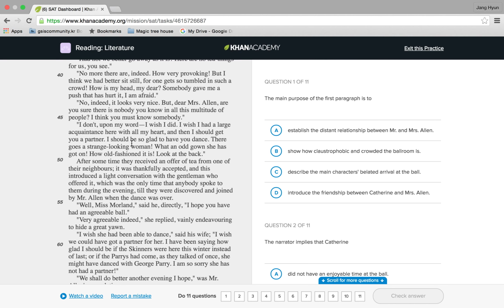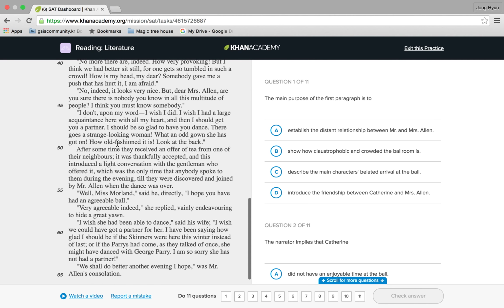There goes a strange-looking woman. What an odd gown she has got on. How old-fashioned it is. Look at the back.